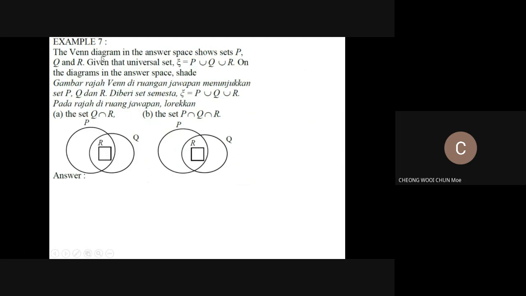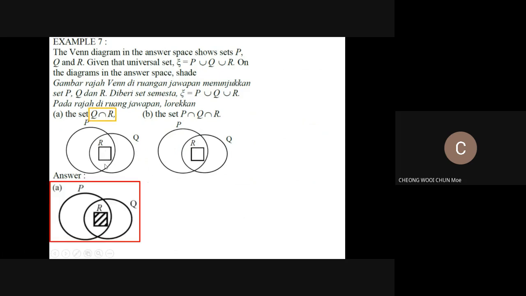Then example 7. The Venn diagram in the answer space shows sets P, Q, and R. Given that the universal set is P union Q union R. On the diagram in the answer space, shade. When you shade, use pencil. So A, the set Q intersect R. Q and R intersect means both touch together, which is here. You see this one Q, this one R, both touch together is inside here. So we should use pencil, no need for a ruler, just pencil in one direction.